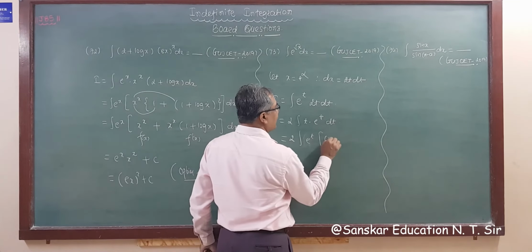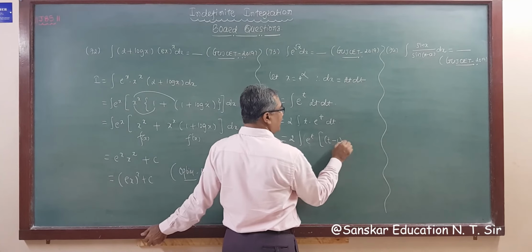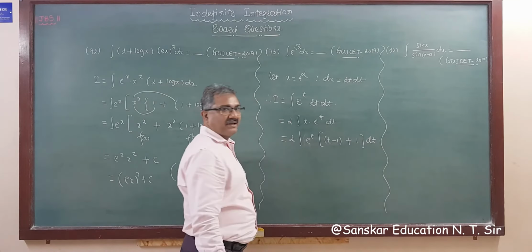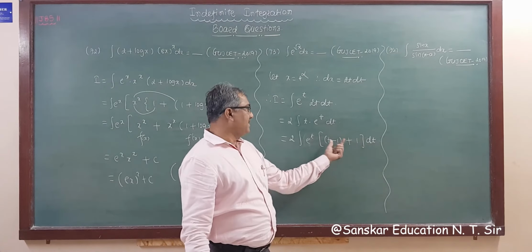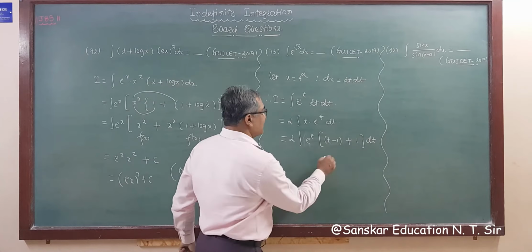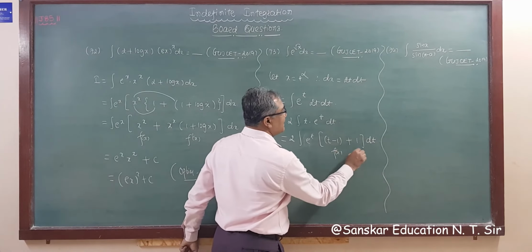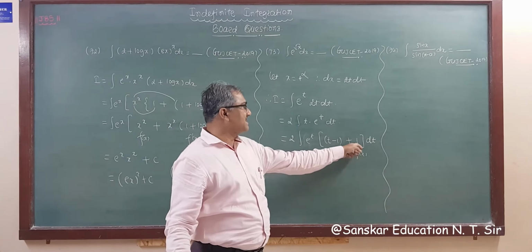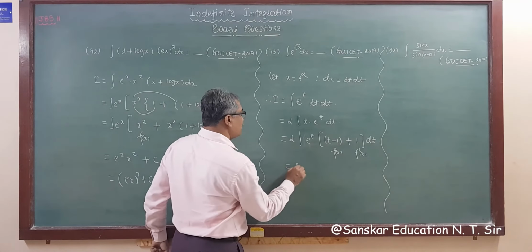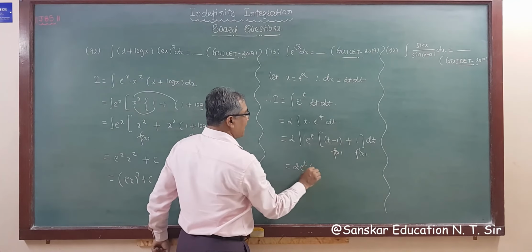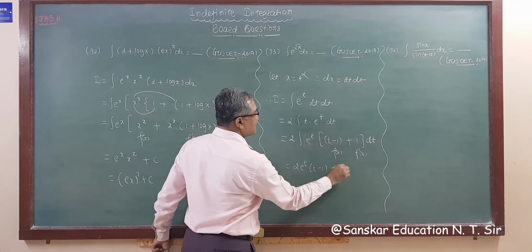So I am writing here t minus 1 plus 1. So adding and separating 1. So this is t minus 1, and 1. Now this is f(x) and this is f'(x), as the derivative of t minus 1 is 1. So the answer will be 2 times e raised to t into t minus 1 plus c.